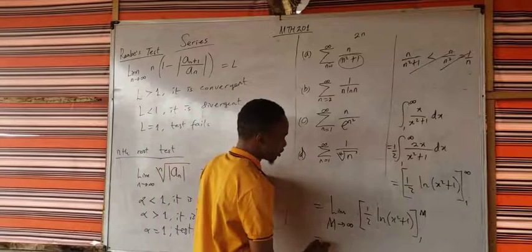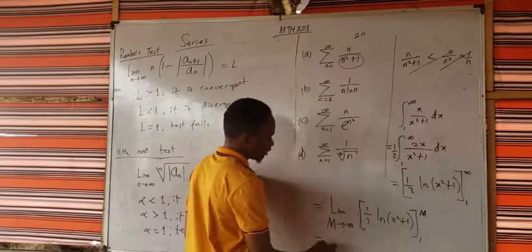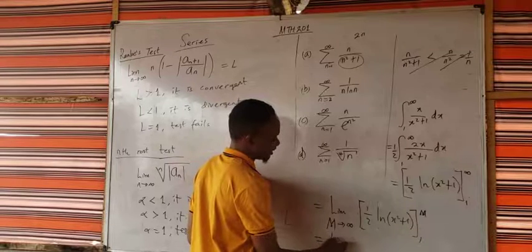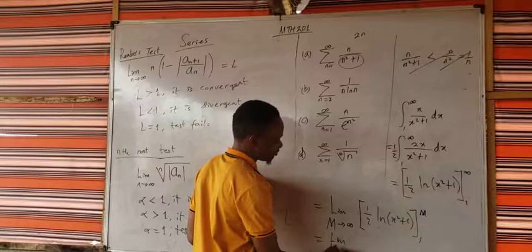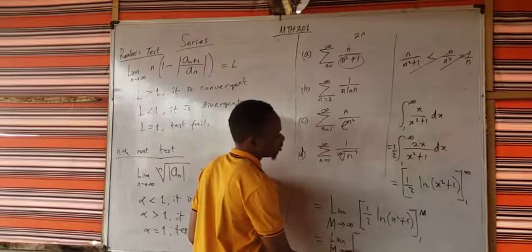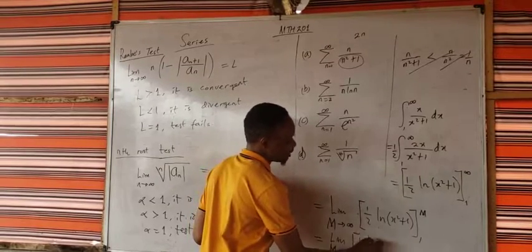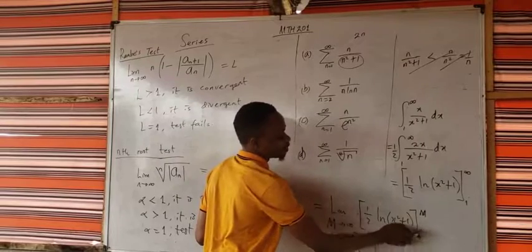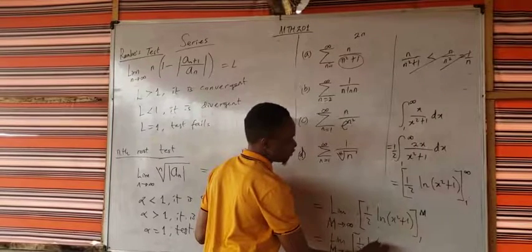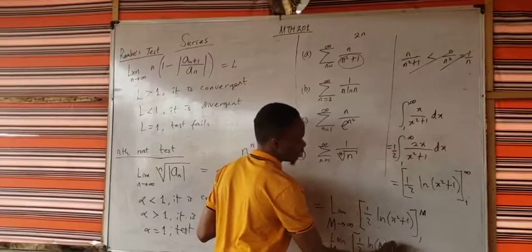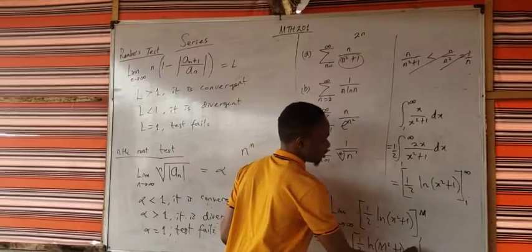So this is going to give you the limit as m approaches infinity of 1 over 2 ln. We're putting in m, that's ln of m squared plus 1 minus ln.